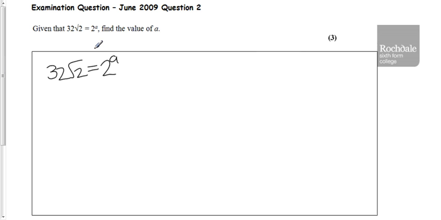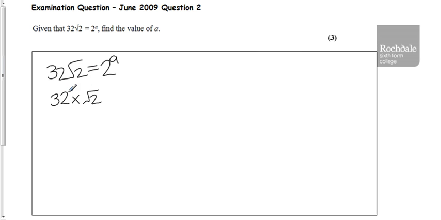Now the trick in any question like this is to write both sides of the equation with the same base. The base of the right-hand side is 2. So I'm going to work on the left-hand side here and write it as a power of 2. It's going to take a few steps to get there, which is probably why it's worth 3 marks. Let's first split it up into the two numbers. We've got 32 and it's next to the root 2, so that means multiplied by root 2.